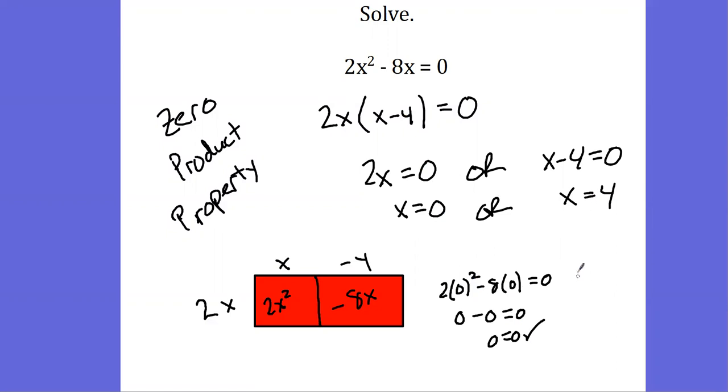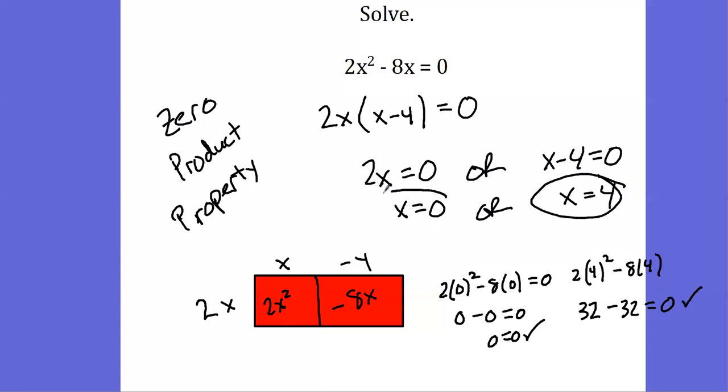Let's try the 4. So if I have 2 times, plugging in 4 for x here, 2 times 4 squared minus 8 times 4. 4 squared, 4 times 4 is 16. 16 times 2 would be 32. 8 times 4 is 32. And 32 minus 32 is 0. So these are good solutions. Final answer, x equals 0, x equals 4.